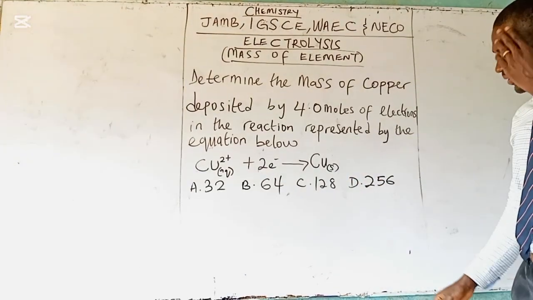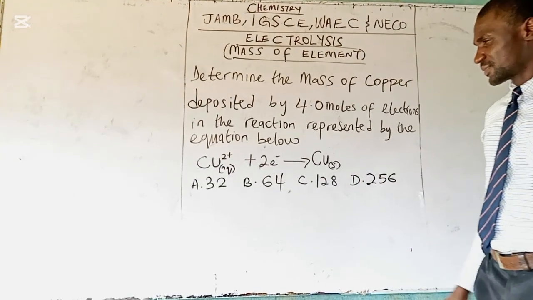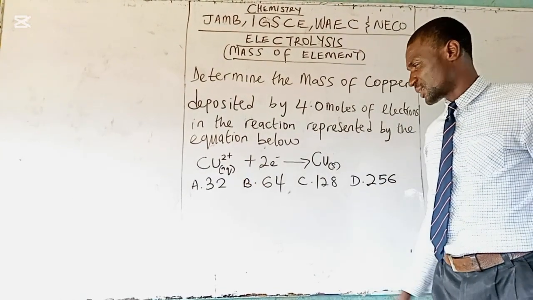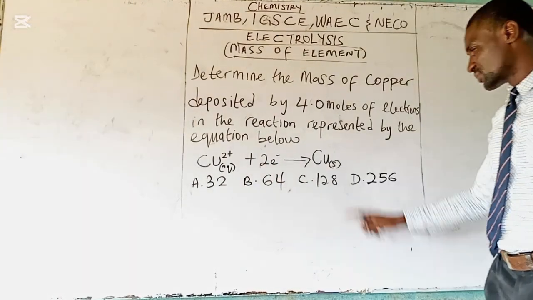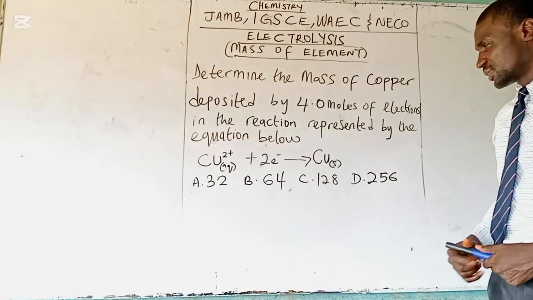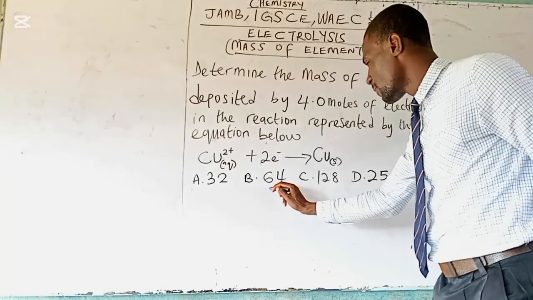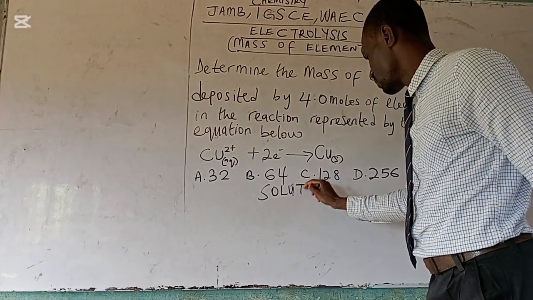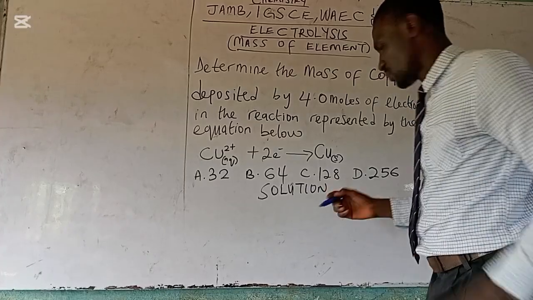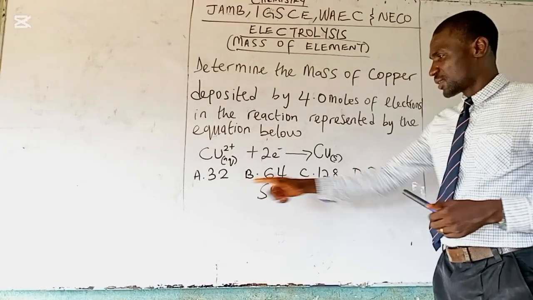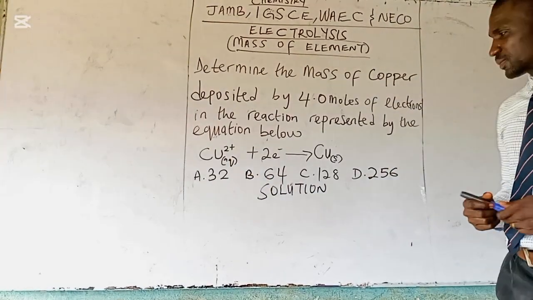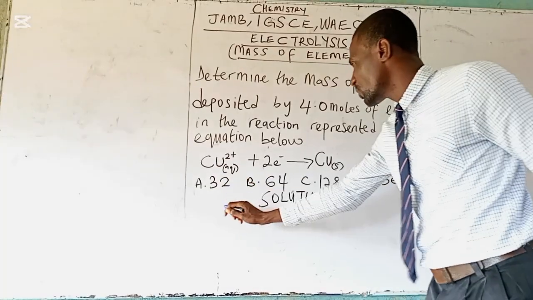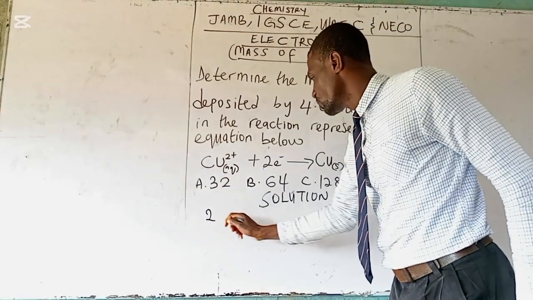This is we having copper that has been deposited, balanced with 2 electrons. So we have our copper solid here. These are the options. Solution. We start solving with this equation.